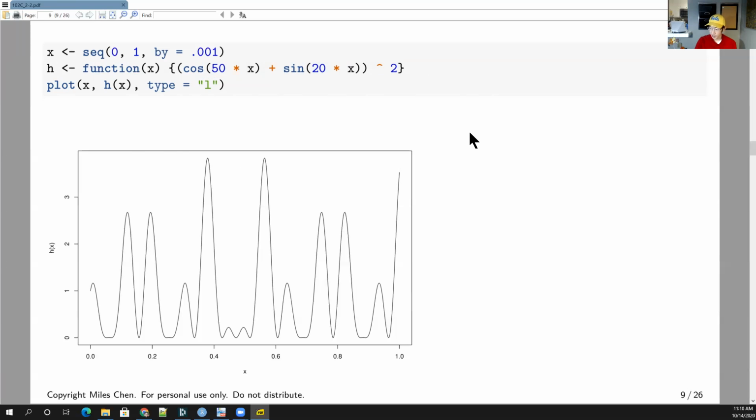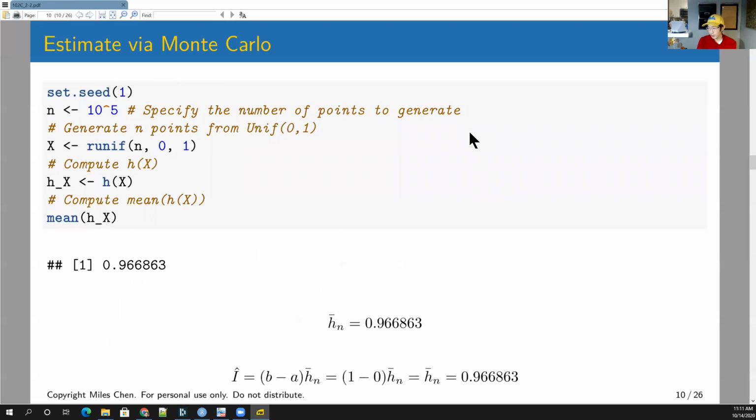And then the estimate of the integral is rather straightforward. We generate a bunch of values. So here I'm going to generate n, and N is going to be set to 100,000. So I'm going to generate 100,000 uniform random values on the interval 0 to 1, and that gives me a vector x of 100,000 values. And then I compute h of x. I'm going to compute the value of the function for those 100,000 values.